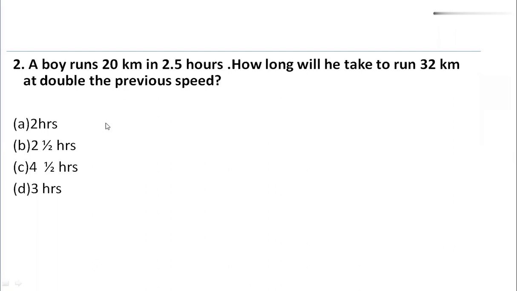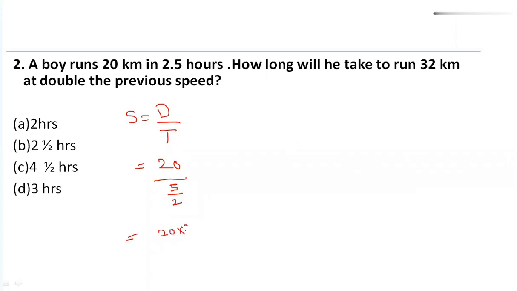20 kilometers in 2.5 hours, right? We know that speed is equal to distance by time, and distance is equal to 20 kilometers here. Time is equal to 2.5, and I'm writing it as 5 by 2. If you want, you can write it as 2.5 as the same. So 20 into 2 by 5. So 5 ones and 5 fours. What is the speed, guys? Speed is equal to 8 kilometers per hour. So this is the basic speed with the given information of the first line.